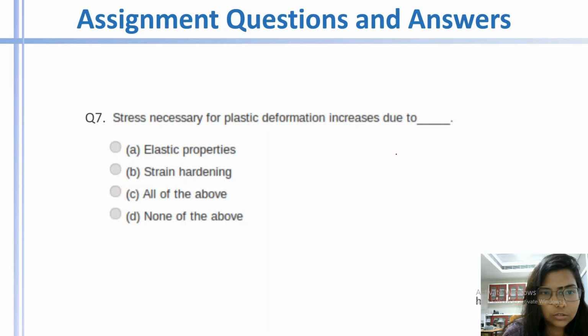So here, this is very easy. It's just what is the stress necessary for plastic deformation increases due to. So you know the answer, we have discussed in the previous one. It's because of strain hardening.